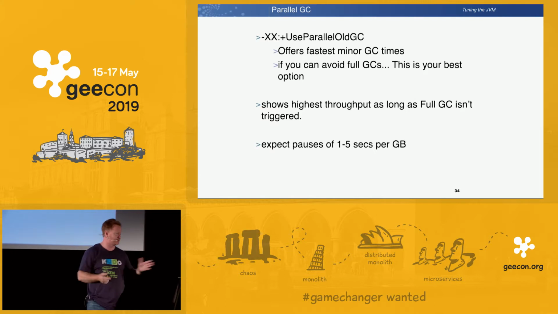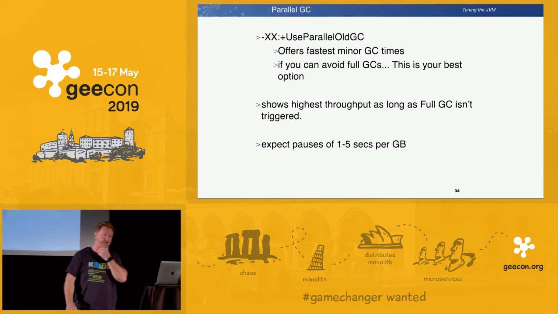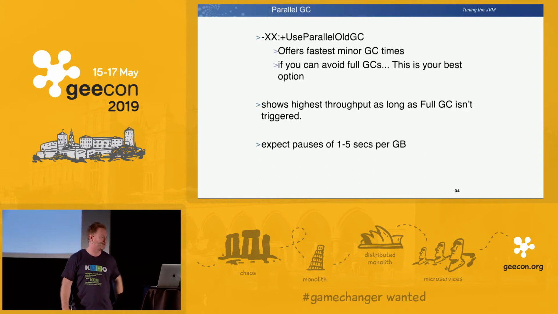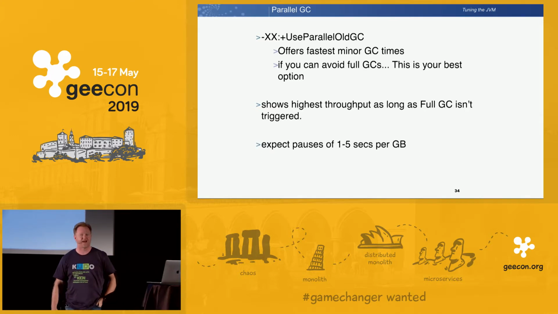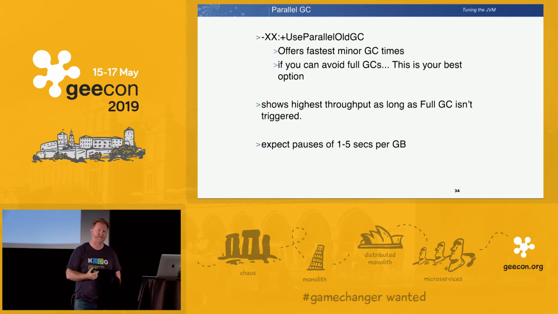It also has very predictable full GCs. You can see up here that it's between 1 and 5 seconds per gig. So that's fairly predictable if you're looking for predictability, right? Now, as soon as we get to that point where it's taking too long, it's impacting my business.